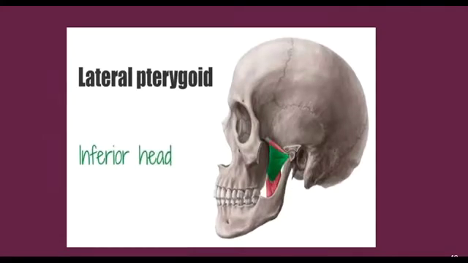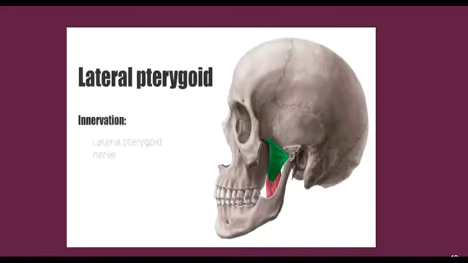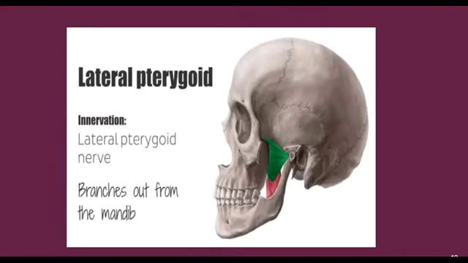The small superior head is inserted into the articular capsule and disc 30 to 40% of the time, and the neck of the condyle 60 to 70% of the time. The insertion of the large inferior head is the neck of the condyle. The innervation is the lateral pterygoid nerve, which is a branch of the mandibular nerve.